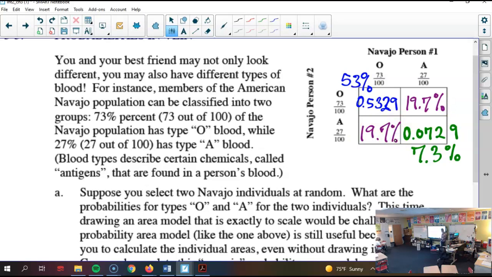Why am I making these the same color? Yeah, they're the same result, right? One of them O, one of them A, or one of them A, one of them O. It's like rolling a 3 and a 4 versus rolling a 4 and a 3. They're the same result, but they do count as two results. O and A versus A and O.